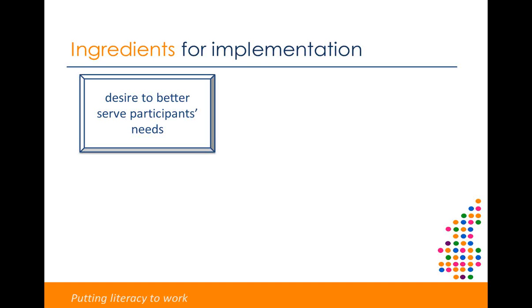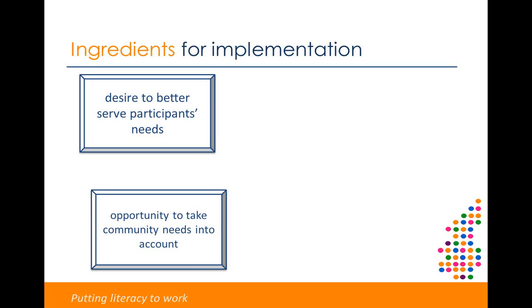The first is a desire to better serve participants' needs. So all of our partners thought, okay, well, we're delivering programming, or we want to be delivering programming, and we want to be in a position to improve what we do. The other key ingredient was the opportunity to take community needs into account. And I know I just mentioned this in the previous slide, but it was a really critical ingredient.